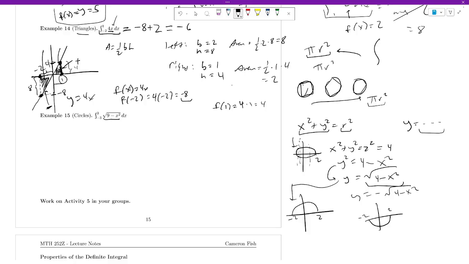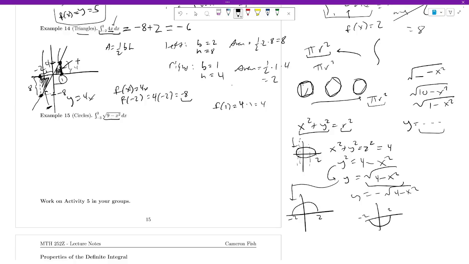So the main point is that when you see something like this, you are supposed to recognize it as a circle. It's not too bad. Any time you have the square root of any number minus x squared, that is always going to be the top half of a circle. The square root of 10 minus x squared, the square root of 1 minus x squared, those are all circles.